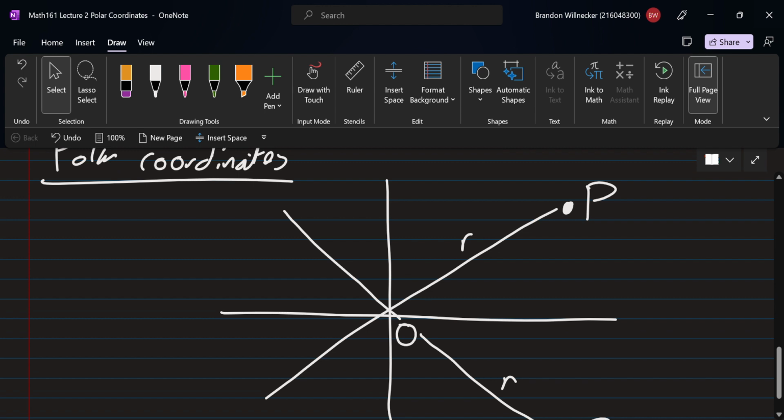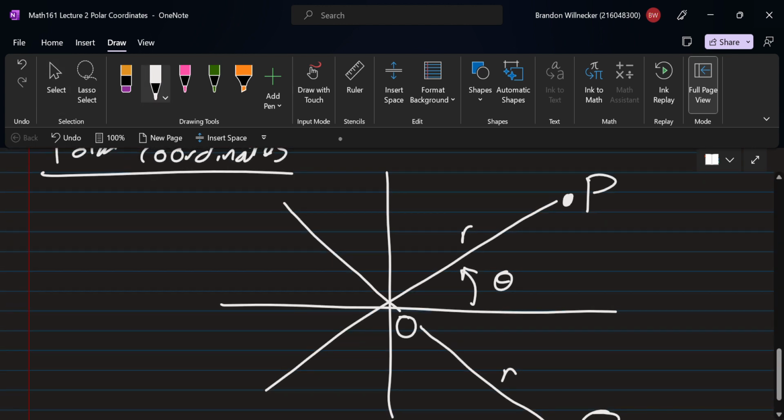The other part of the coordinate is this angle that the line makes with the horizontal. We call that theta. If we know the distance from the origin and we know the angle from the horizontal, that gives us the coordinate for the point. So for any angle that we go around, for any radial distance, we can use that to label the point. And then typically we draw it like this.